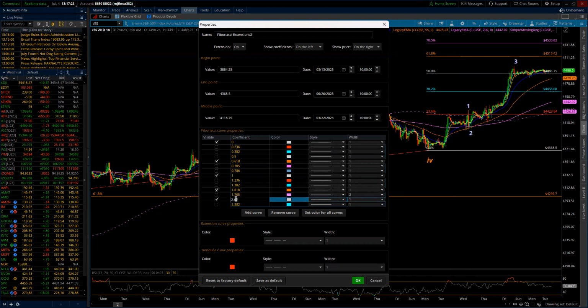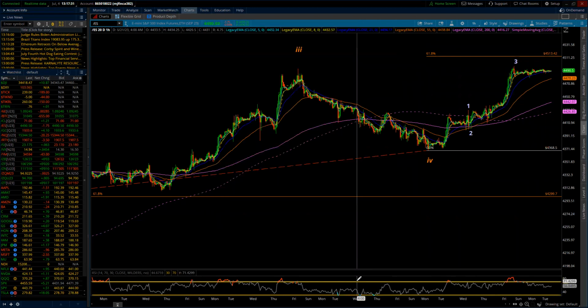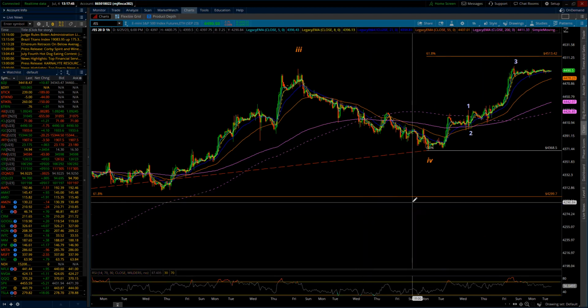So the Fibonacci relationships are as follows: wave 5 would be equal to wave 1. That's most common. Second up would be that wave 5 equals 0.618 of wave 1. And the third would be that wave 5 equals 1.618 times the length of wave 1. So now let's look to see where those come in.